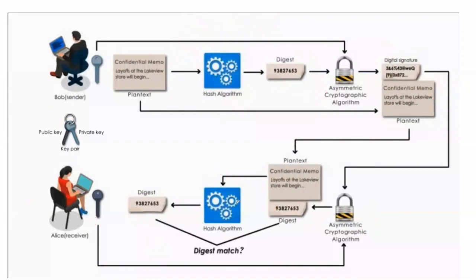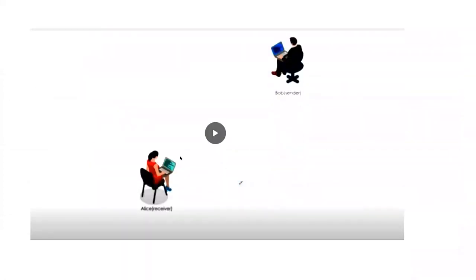Okay. So simply, if you remember that in digital signature, there will be two keys. The private key of the sender is used to encrypt the digest, not the plain text. And that digital signature is attached with the plain text and it will be transferred through the network. So the same process you can see in this video, in the step-by-step process.